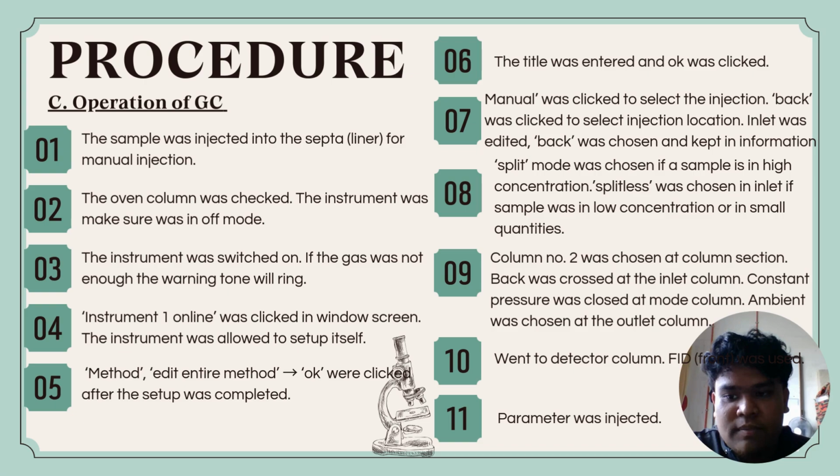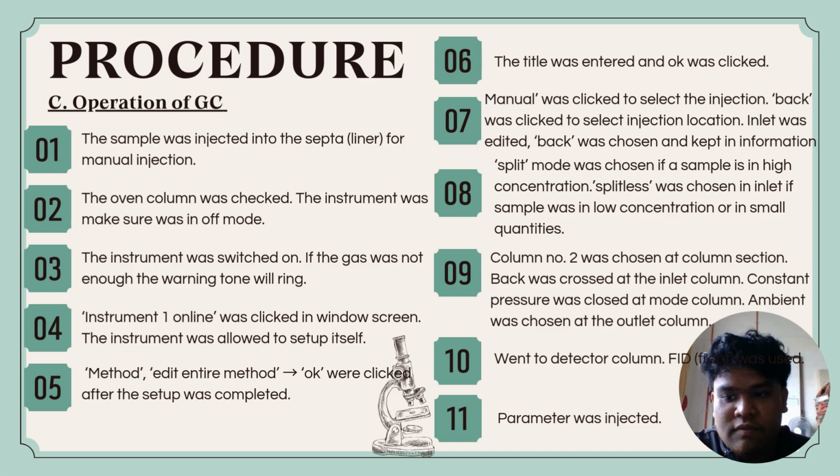Once the setup is complete, the method is edited and confirmed by clicking OK. The title of the method is then entered and saved. For the injection setting, manual mode is selected. The injection location is set at the inlet and the inlet parameters are added and saved. Next, the appropriate injection mode is chosen.